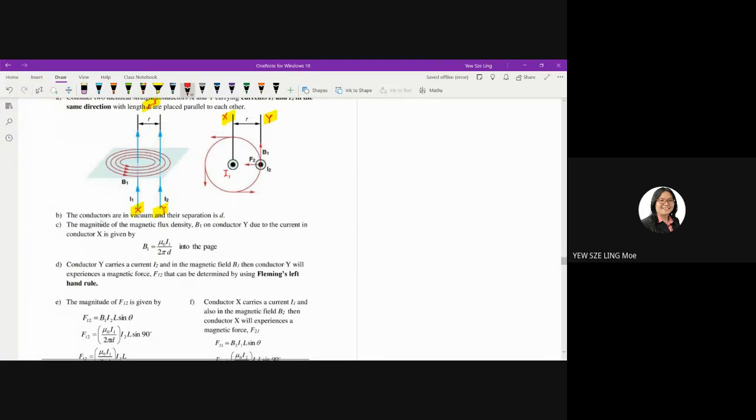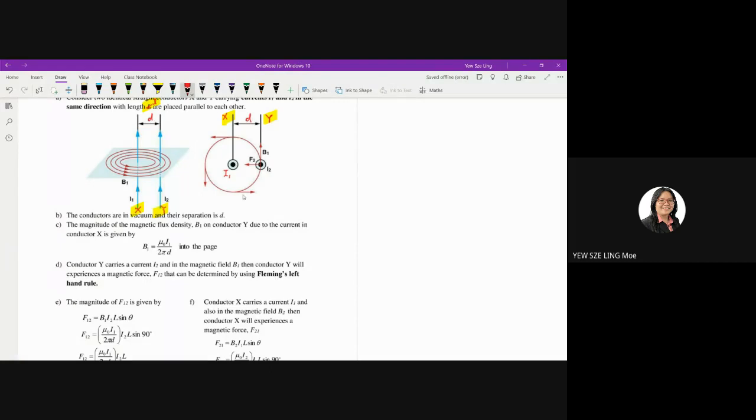Alright, so the conductors are in vacuum and their separation is D. So the distance between them is D. In that case, in the diagram, you need to make a bit of correction again. This one should be D. The separation between them is D.